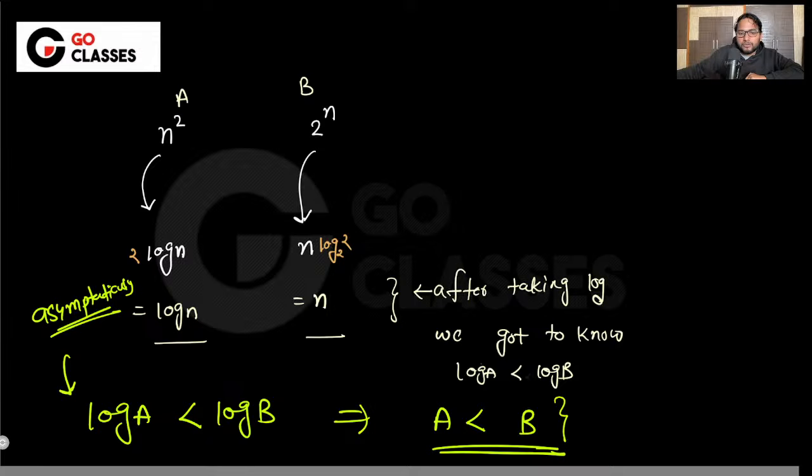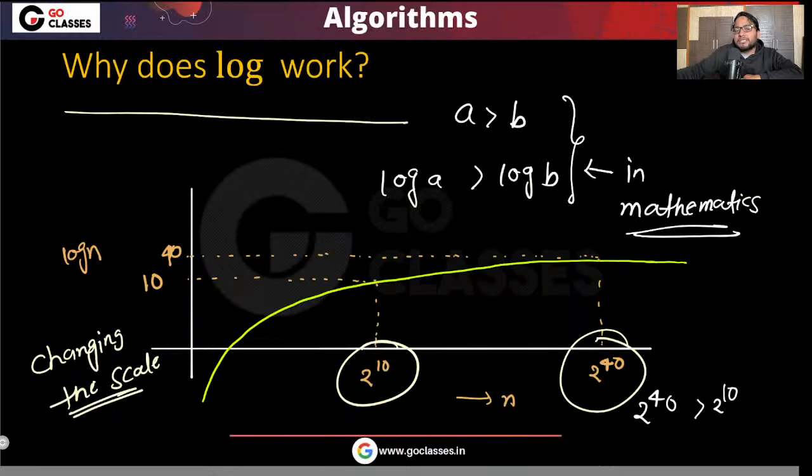Okay. So here, even after taking the log, see, log is basically changing the scale, right? Log is changing the scale. So even after taking the log, I got to know that this particular term is greater. Then before the log, it must be too far, right? It must be too far, isn't it?